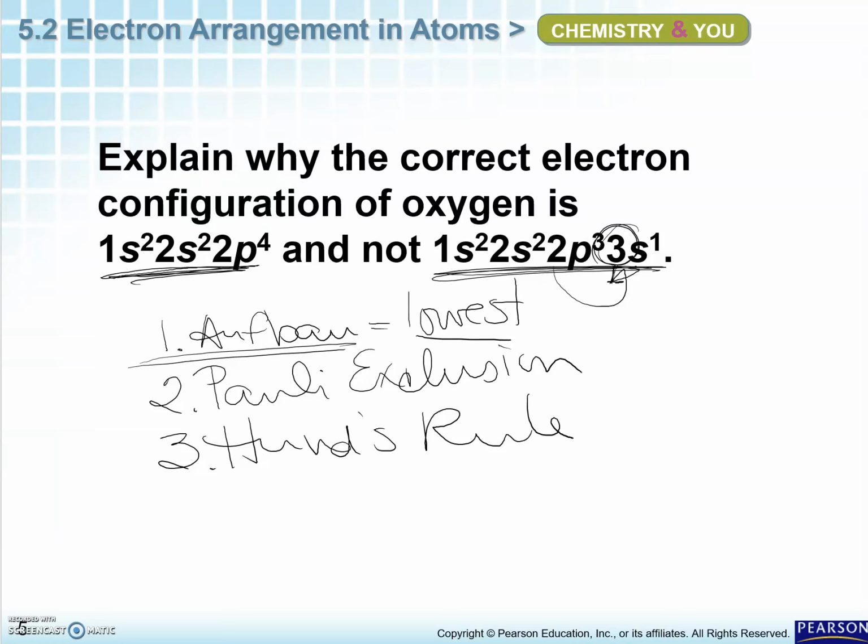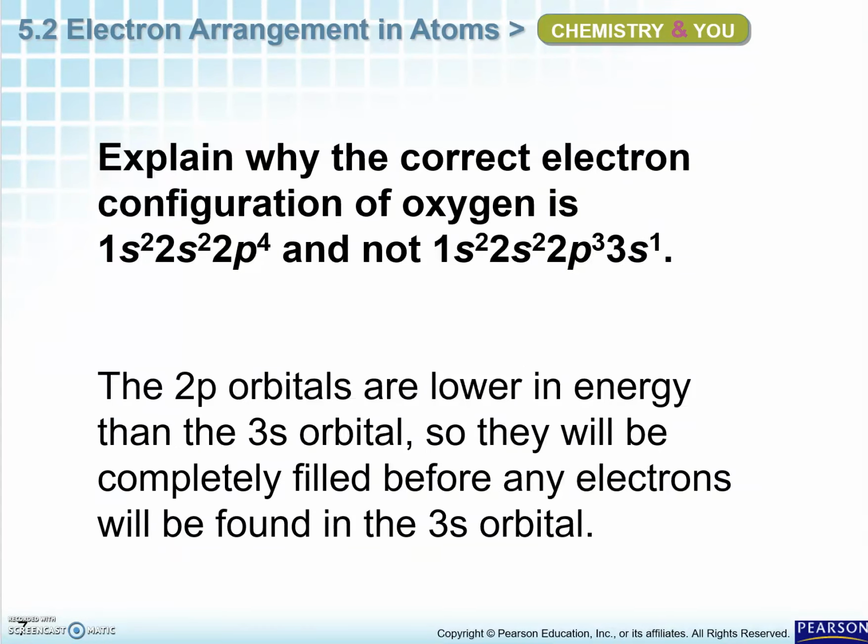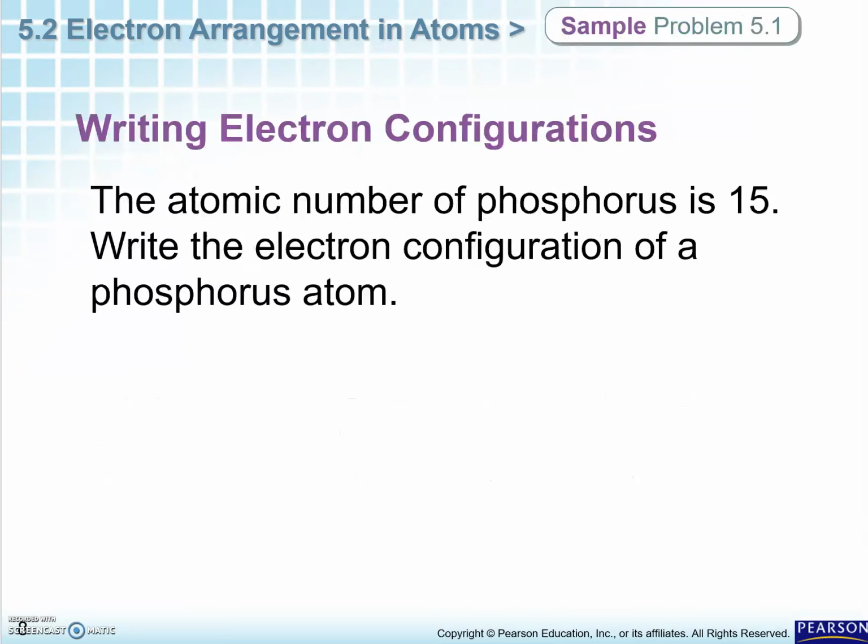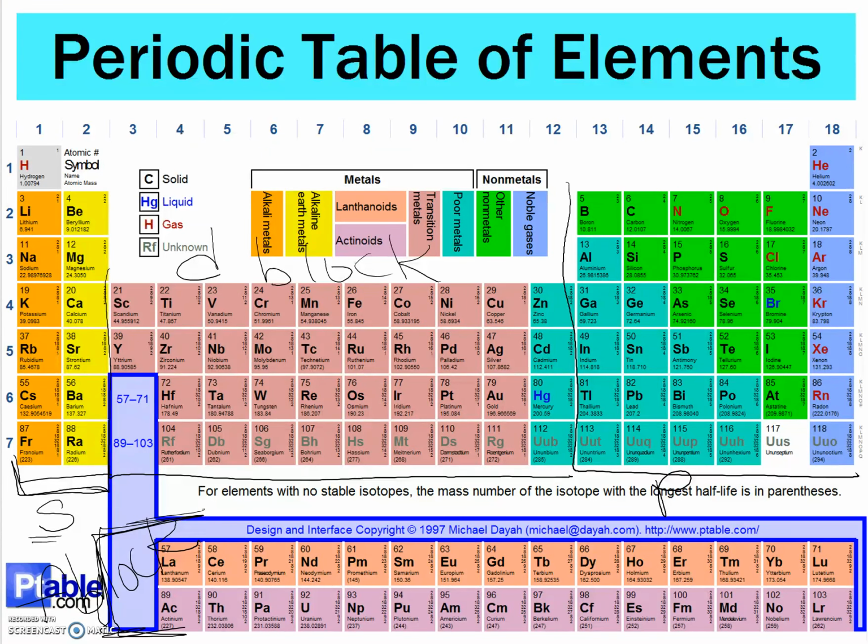So automatically that should show some bells and whistles going off in your head saying, hey, this can't be right, because we did not completely fill that p orbital. So there's that full explanation for you if you'd want to write it down. So let's try to write the electron configuration for a phosphorus atom. First of all, you're going to want to locate your phosphorus on your chart, and here it is.